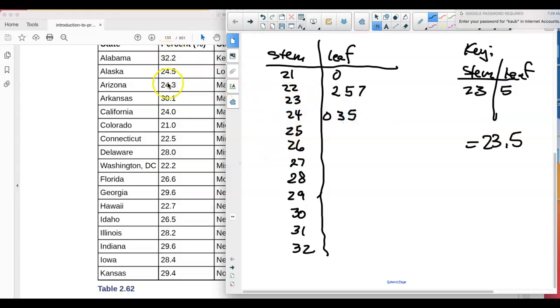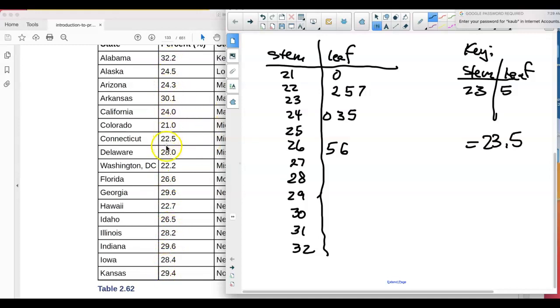Okay, 25s. We go down the list, see if we have any 25s. I don't see any. Okay, so we're good there. 26s, we go down the list here, see if there's a 26. There's one here. It's the only one I see. So that would be a 6 here after 26. Oh, there's a 26.5 also. So I missed that one. So we put a 5 and a 6 here. 27s. I don't see any.